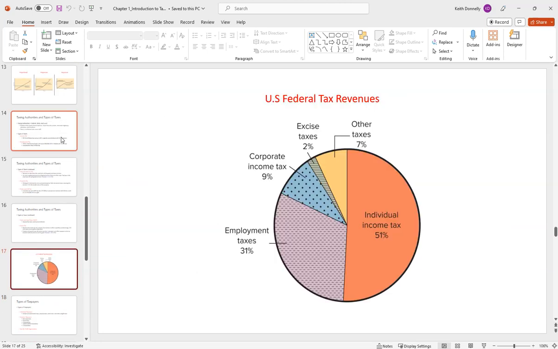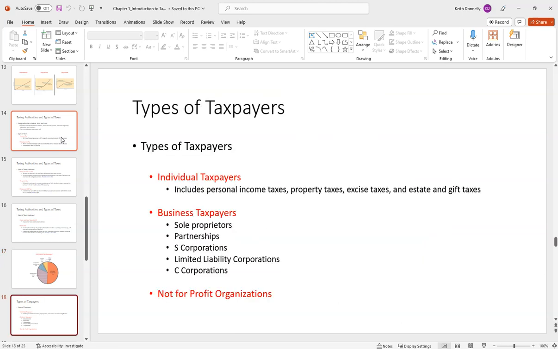Here's the visual. It's just showing you where the revenues come from. And then, who are the taxpayers that are subject to these taxes? Well, you have individuals, you have businesses, and then not-for-profit organizations.